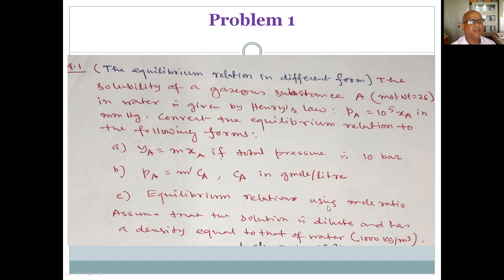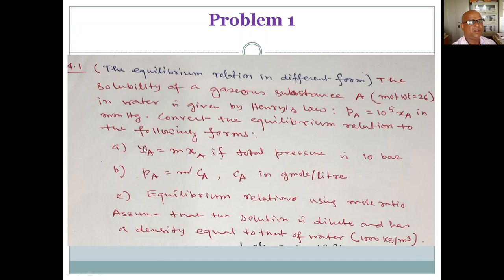And C: the equilibrium relation using mole ratio. Assume that the solution is dilute and has a density equal to that of water. So the solution is dilute and the density of water is 1000 kg per meter cubed. So Henry law is given in this form, PA, but you have to express it in this form or this form. Then what will be the value of the Henry constant? Because according to your problem, you need to convert this into different forms. So how will you do this?